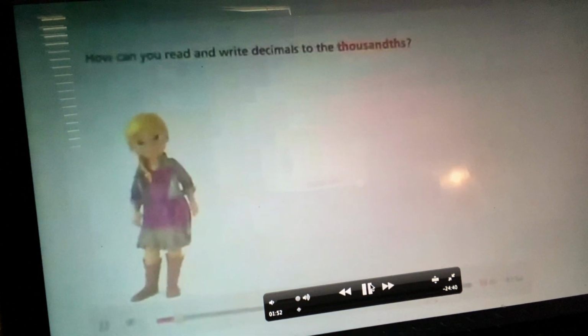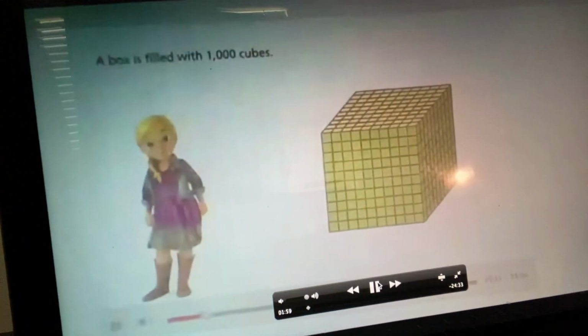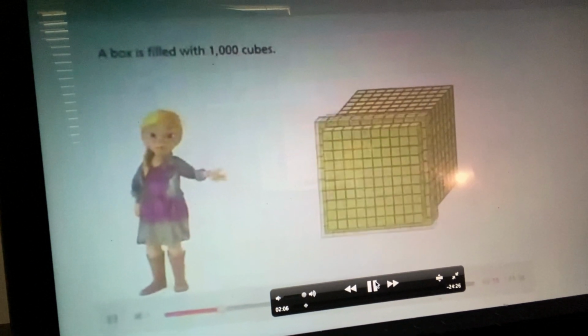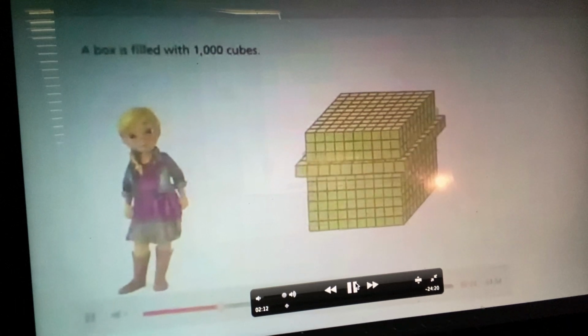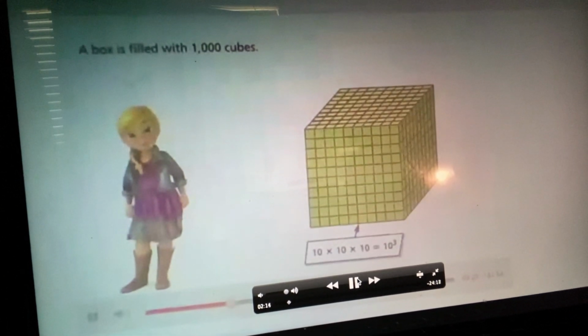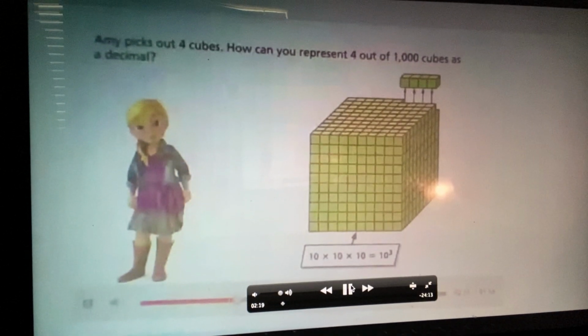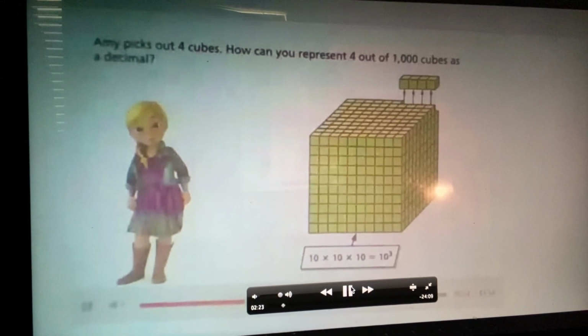How can you read and write decimals to the thousandths? A box is filled with 1,000 cubes. Each of the cubes in the box are the same size. There are 10 cubes on each side of the box. Amy picks out 4 cubes. How can you represent 4 out of 1,000 cubes as a decimal?